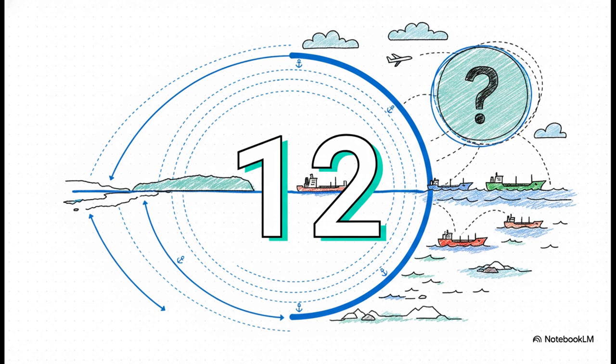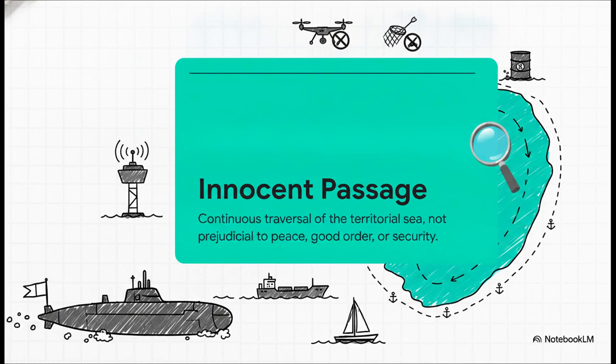But because global trade absolutely relies on moving ships around the planet, there is one major history-altering exception to this absolute power. That exception is innocent passage, found in Articles 17 through 26. Basically, a coastal state must allow foreign ships to pass through their 12-mile sovereign waters, provided the passage is continuous, expeditious, and peaceful. But make no mistake, the rules of innocent passage are remarkably strict.